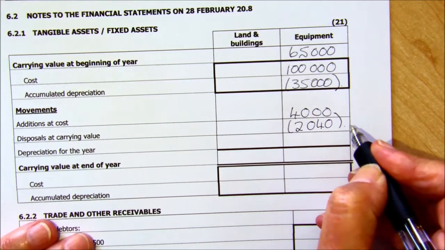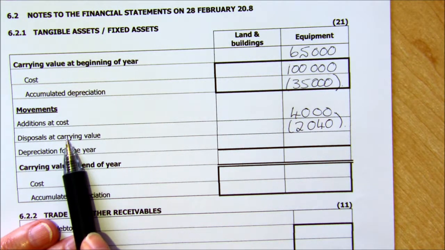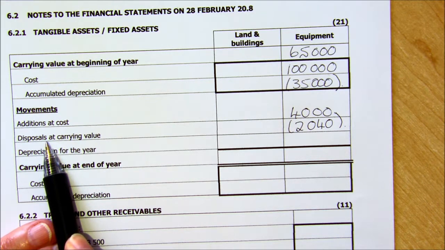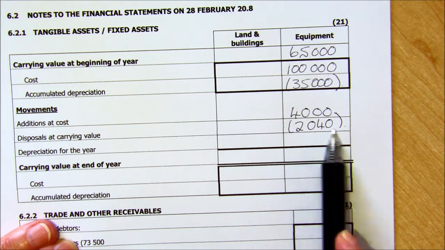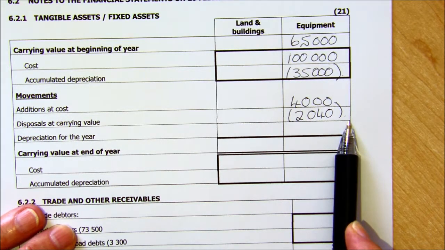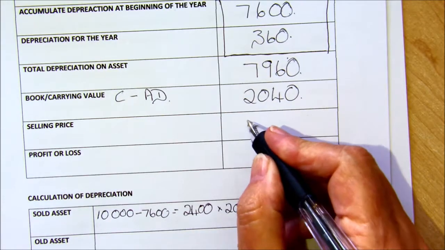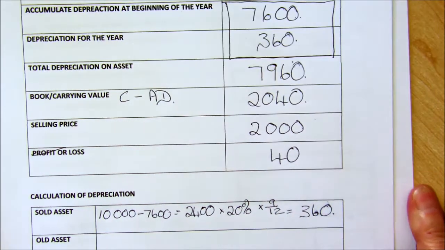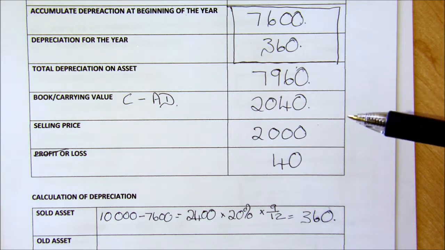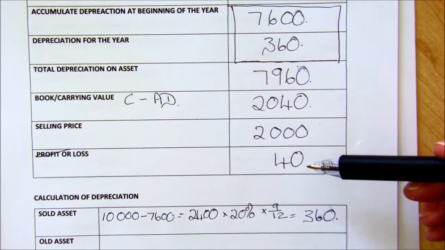So let's just stop at that point. Because we're working with carrying value in the note, I want to know what the carrying value is of the asset I sold. Not the selling price, the carrying value, because that's what I'm balancing out here to. And so the carrying value was 2,040, and so you can immediately insert that in. The selling price was given to you as 2,000 Rand, and therefore you made a loss of 40 Rand. And the loss will obviously go into your income statement or statement of comprehensive income as an expense, as a loss.